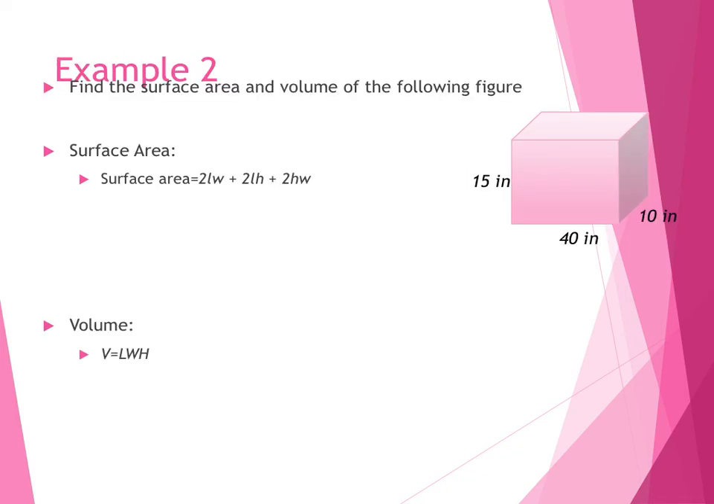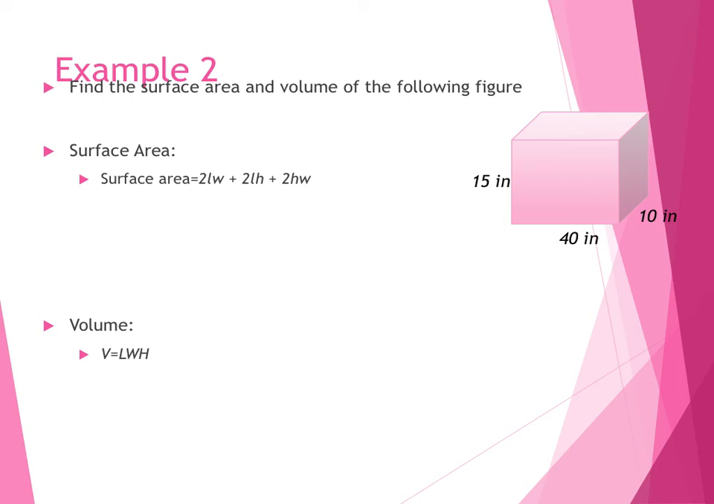So we're going to find the surface area and the volume for this rectangular prism. So the reason we have 2 length and widths is because we have a front and a back. We have a top and a bottom. We have 2 sides. So that's why each one of those is multiplied by 2.